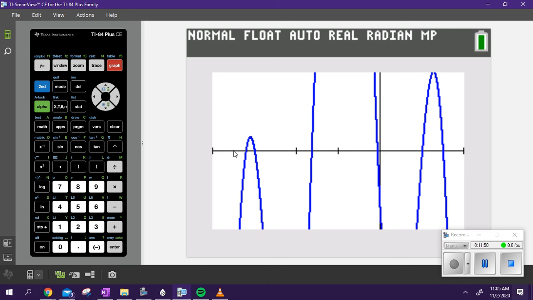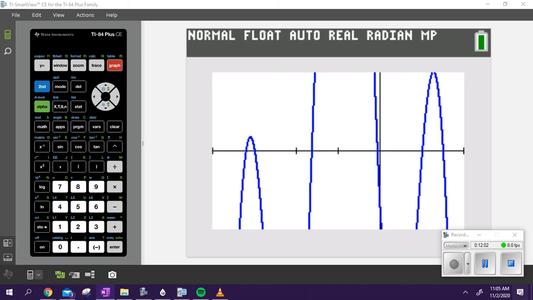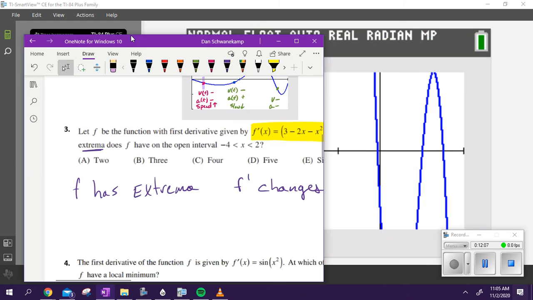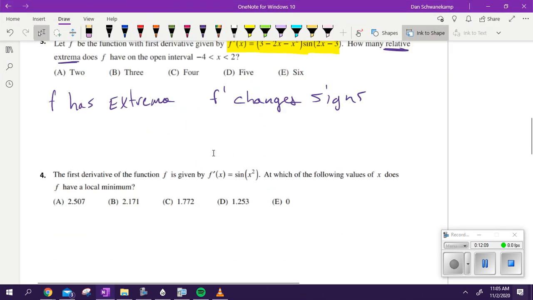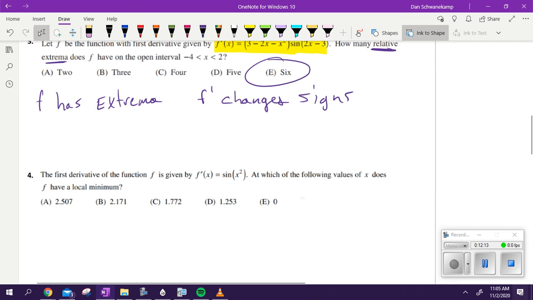How many times did it change signs? Well, there is 1, 2, 3, 4, 5, 6. Okay? There are 6 different extrema on that graph. And the key to that thing was zooming in. So if your picture looks kind of funky, zoom it in and it will help us out. Kind of makes sense on that one?